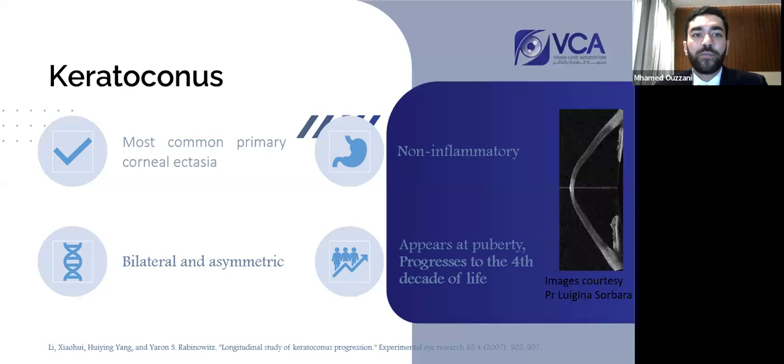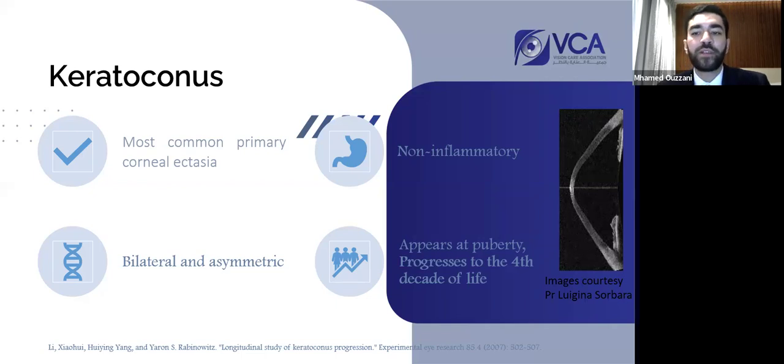So let's talk about keratoconus. As you know, it's the most common primary corneal ectasia. It's non-inflammatory by definition. Keratoconus is usually bilateral and asymmetric. So if you have a patient with keratoconus in one eye, the other eye is just an infraclinic or a suspect eye with keratoconus. By definition, keratoconus is bilateral and asymmetric.